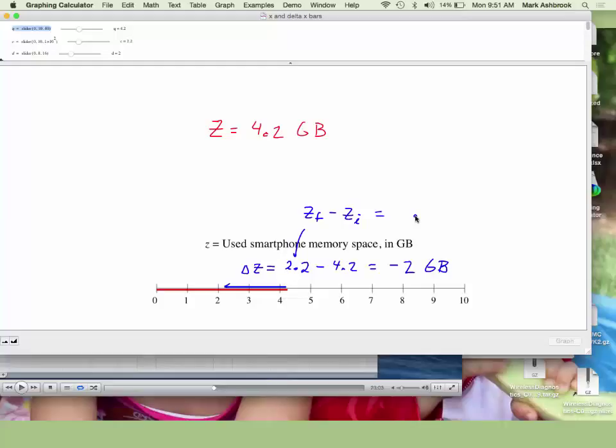Okay? So in this example, z cannot be negative. You have to have a zero or positive amount of space used. But any change in z could be negative, and it means a decrease.